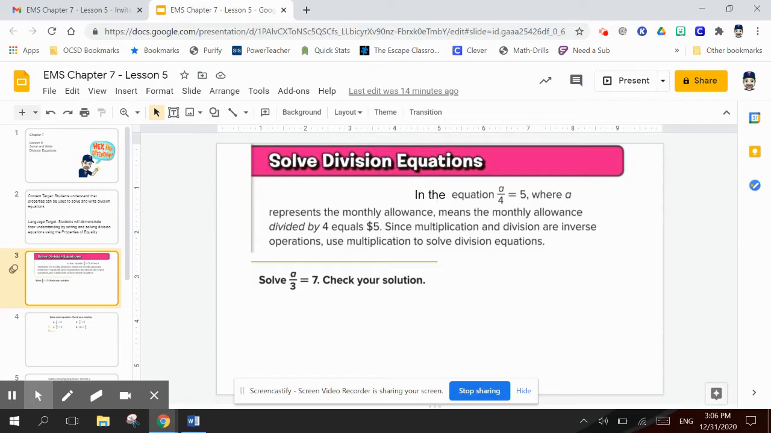In the equation a over 4 equals 5, where a represents the monthly allowance, it means the monthly allowance divided by 4 equals $5. Since multiplication and division are inverse operations, or opposite, we're going to use multiplication to solve division equations. So for today, when I look at a divided by 3 equals 7, what I'm going to do is multiply both sides of my equation by the denominator, or by 3.